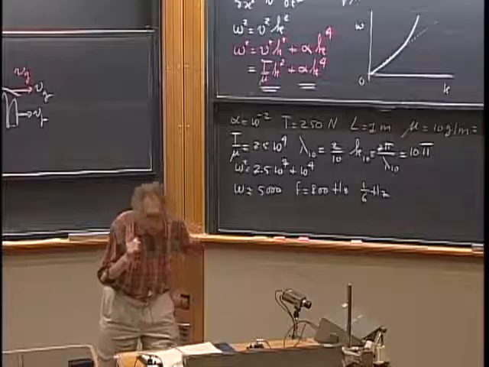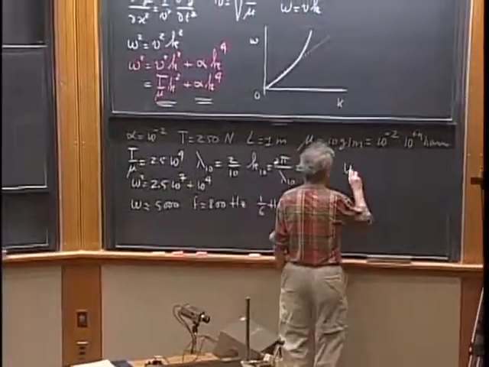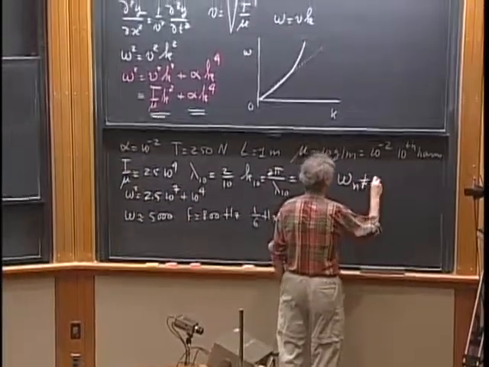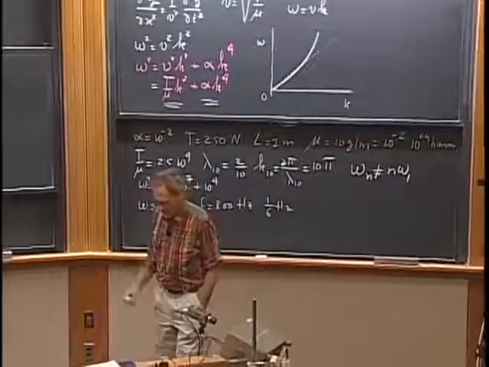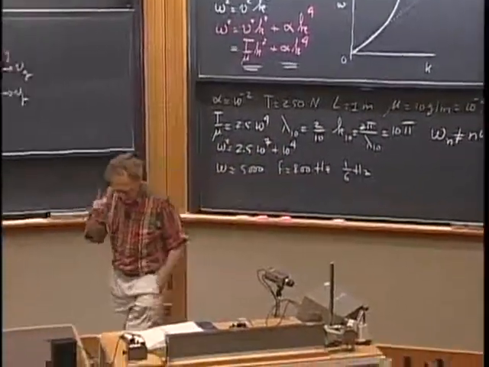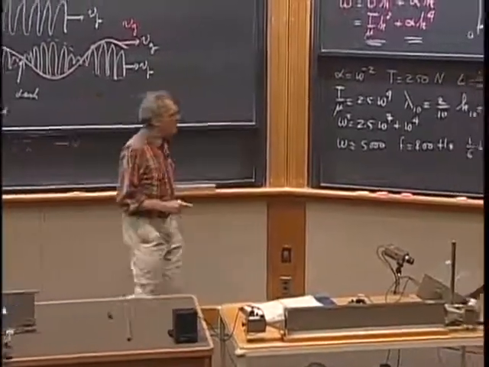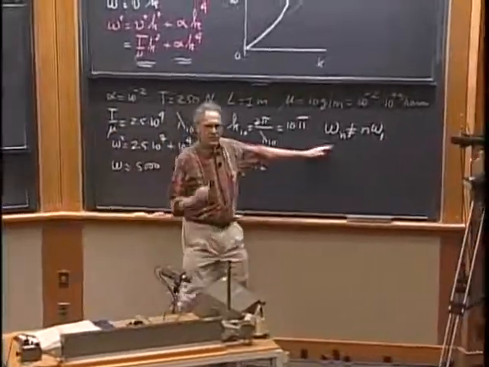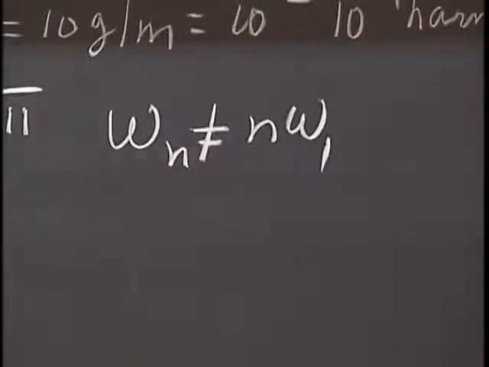And so the bottom line now is that for a real piano string, omega n is no longer n times omega 1. And that is why pianos go sharp, as musicians say. That means at the higher harmonics, the frequency is a little higher than linearly proportional with n. And that's what makes the piano go sharp.